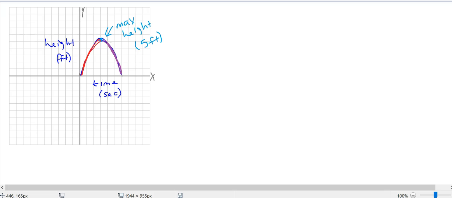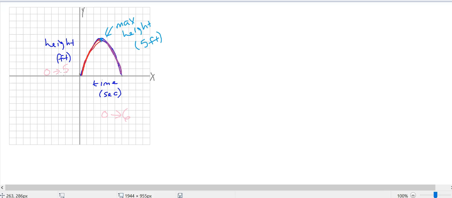Another thing you might be asked is the domain and the range. The domain is all the x values or all the time values that this graph will take on. For this question, the domain is x equals 0 until x equals 6. And the range would be all of the height values, all of the y values that the function will take on. So for this graph, the height goes from 0 feet until 5 feet.